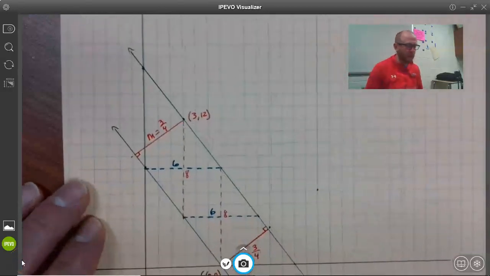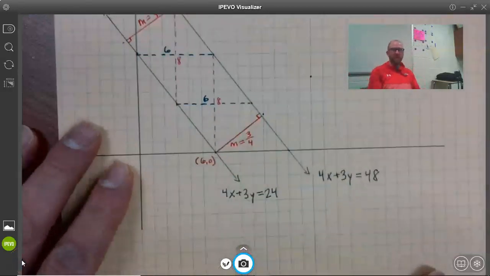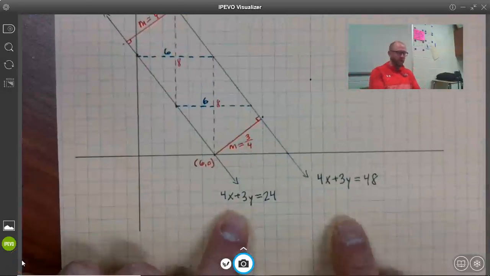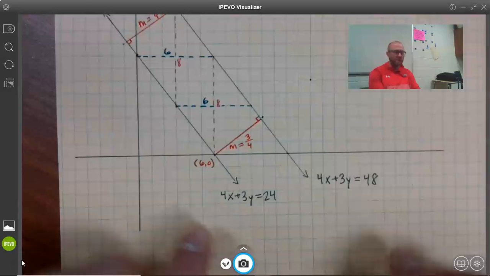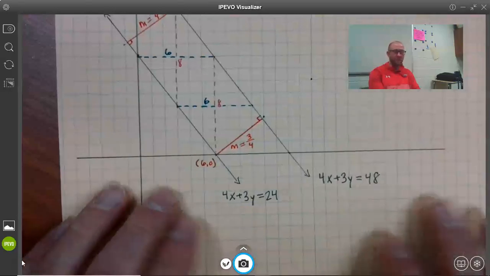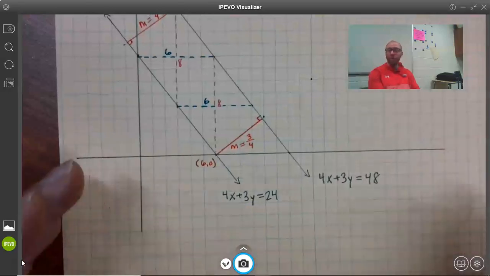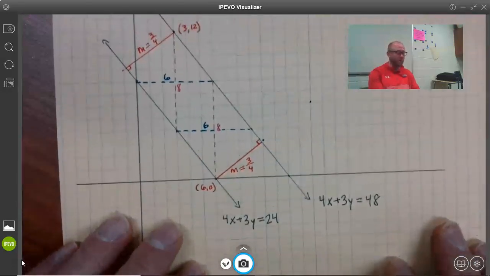Okay, we have two parallel lines here. Here are our equations for them: 4x + 3y = 24 and 4x + 3y = 48. So they're parallel lines, meaning that they don't cross. They're in the same plane and they don't cross.